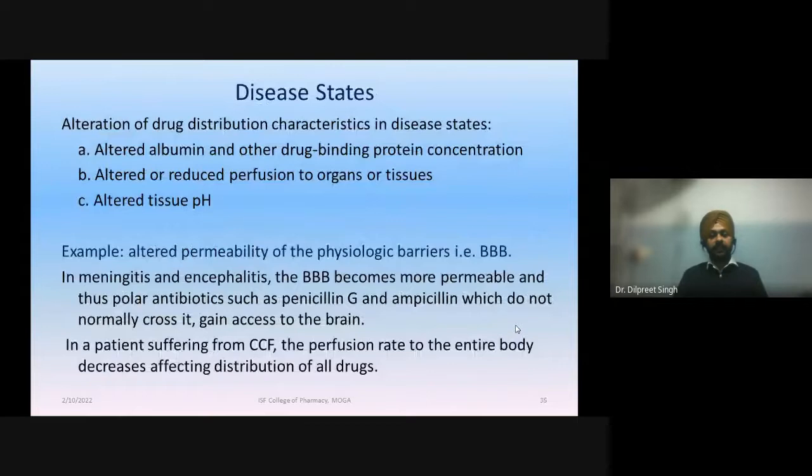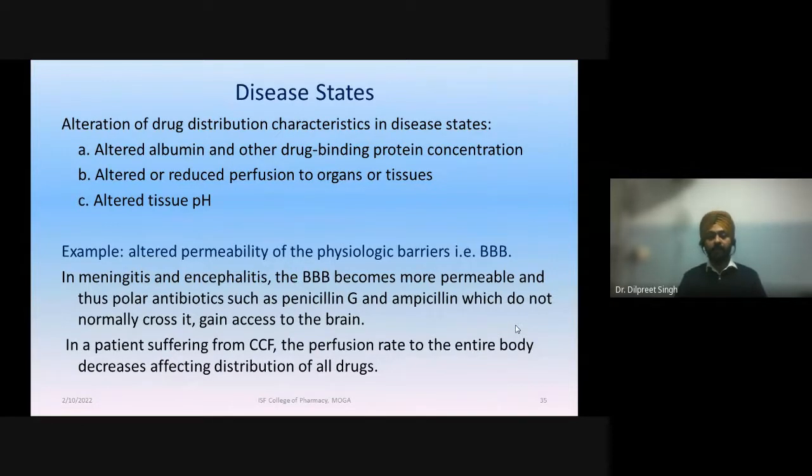Disease state. Alteration of drug distribution characteristics in disease states, like altered albumin and other drug binding protein concentrations, changes the drug distribution. Altered or reduced perfusion to an organ or tissue will also change the distribution in the disease state. Altered tissue pH also decreases distribution in the disease state. For example, altered permeability of physiological barriers like the blood-brain barrier.